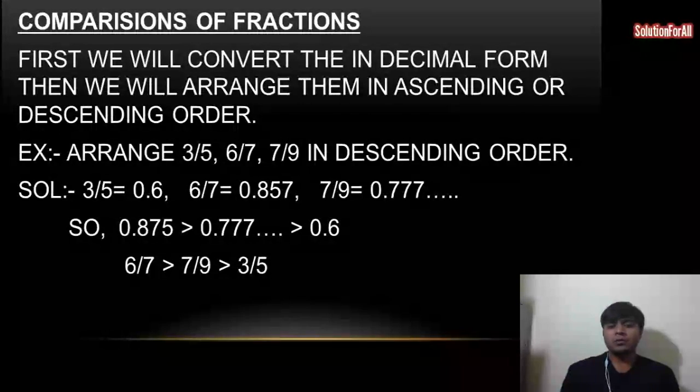Example, suppose I have to arrange 3 upon 5, 6 upon 7 and 7 upon 9 in descending order. First of all I will convert every fraction into decimal form. So 3 by 5 is equal to 0.6, 6 upon 7 is equal to 0.857, 7 upon 9 is equal to 0.777, and so on. This goes on as a continuous repetition, that is called recurring, which I'll explain in the next slide. So I can easily see 0.857 is greater than 0.777, which is greater than 0.6. So its equivalent fractions will be in the same order, that is 6 upon 7 is greater than 7 upon 9, which is greater than 3 upon 5.